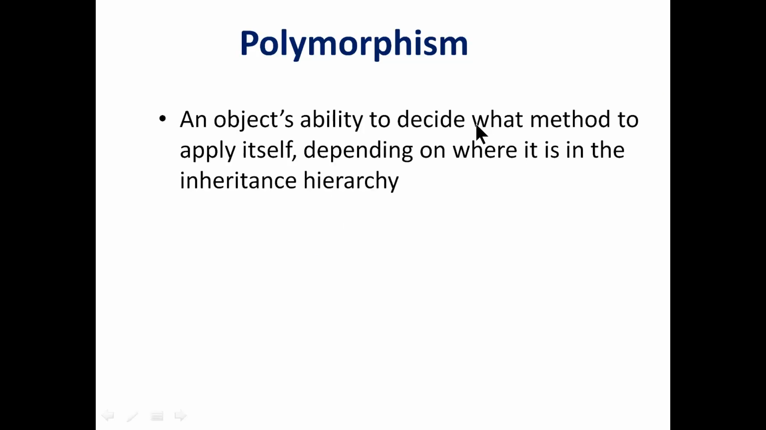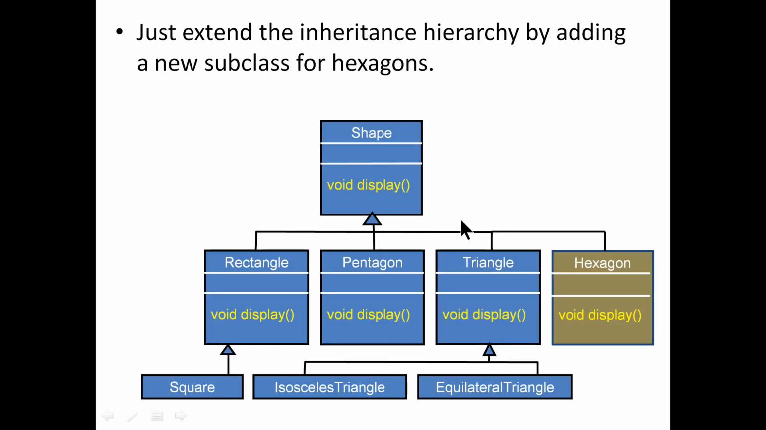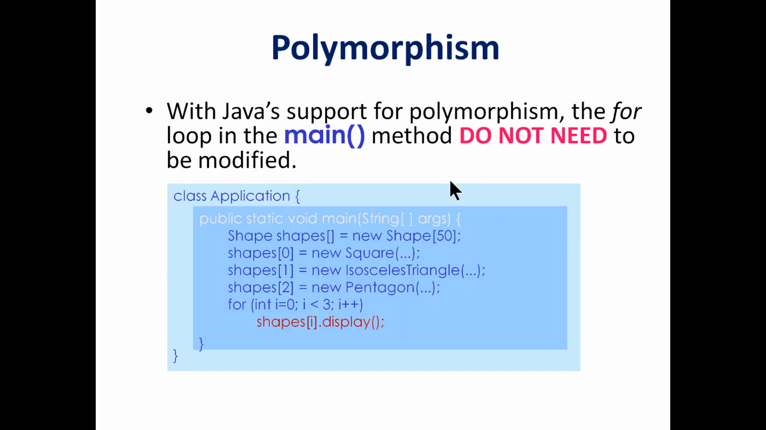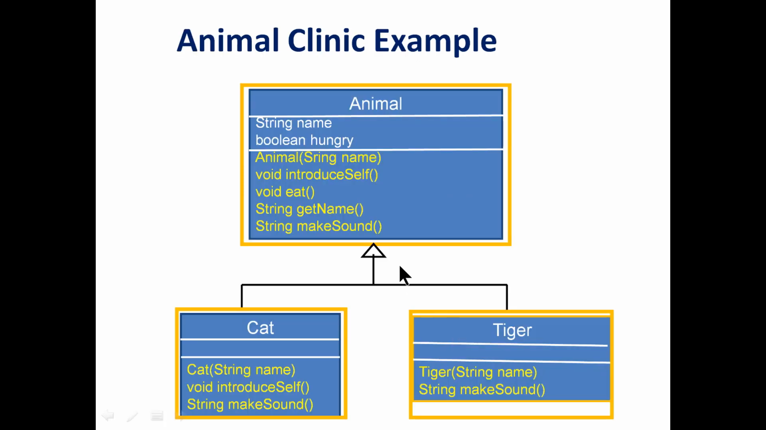An object's ability to decide what method to apply to itself depends on where it is in the inheritance hierarchy, and we understand that now. Just extend the hierarchy. You can have hexagon with a display method, and you can write for it. Hexagon is a subclass of shape, and you can have another polymorphic behavior. You are adding different shapes and calling the same methods. There is no need to modify the statement, because you are only adding a class and changing the index, and the same method call works.